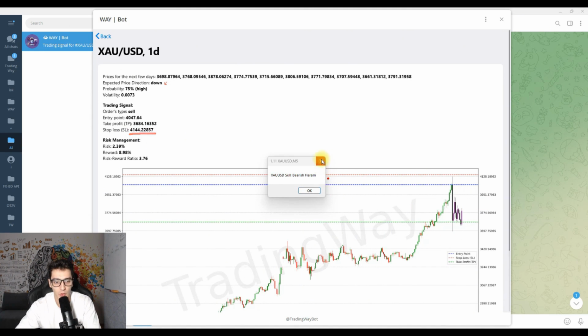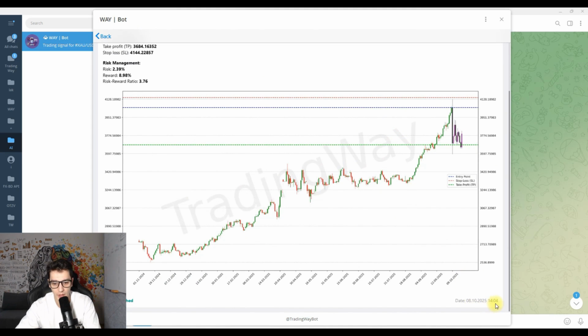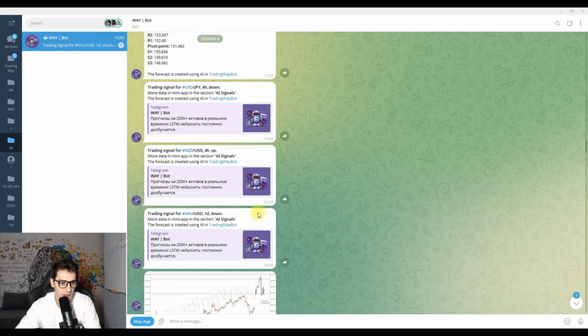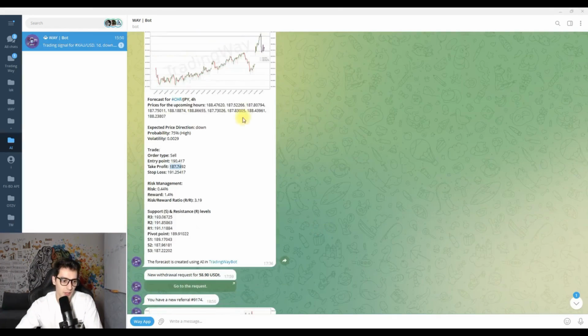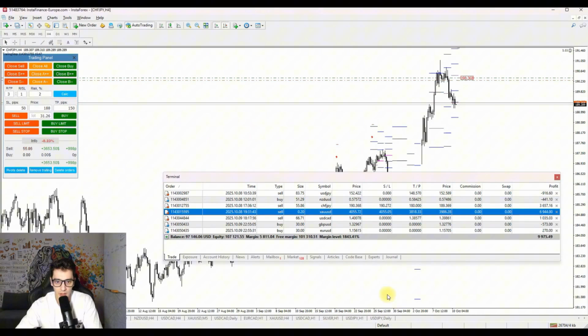Let's see when the neural network sent this forecast. The neural network sent us this particular forecast on the 8th at 2 p.m. Naturally, at 2 p.m., I looked at this forecast, and then the following happened. On the 8th, I received another forecast from this very neural network. Let's see how the trade itself actually played out.